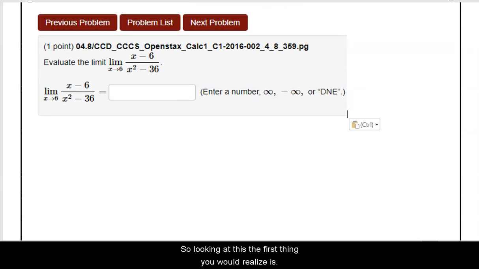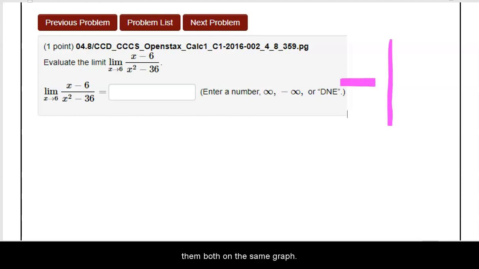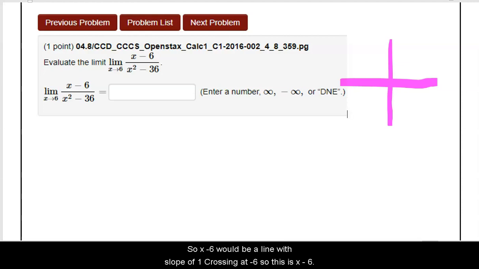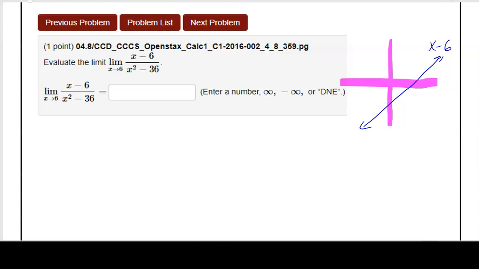So looking at this, the first thing you would realize is, what does x minus 6 look like? This time I'm going to put them both on the same graph. So x minus 6 would be a line with slope of 1 crossing at negative 6. So this is x minus 6. And then what about x squared minus 36? Well, that would be some kind of parabola coming down, something like that.